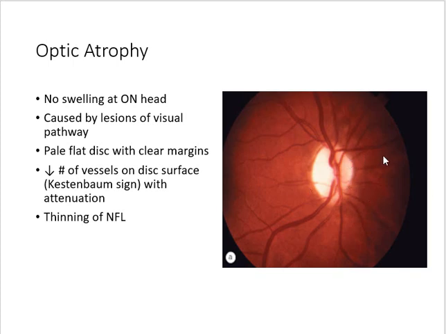And you'll also see what's called the Kestenbaum sign, which is a decreased number of blood vessels on the optic disc surface. And this optic disc actually looks quite pale, and you can see one or two vessels, but there should be a few more hanging about there. And there's also thinning of the nerve fibre layer.